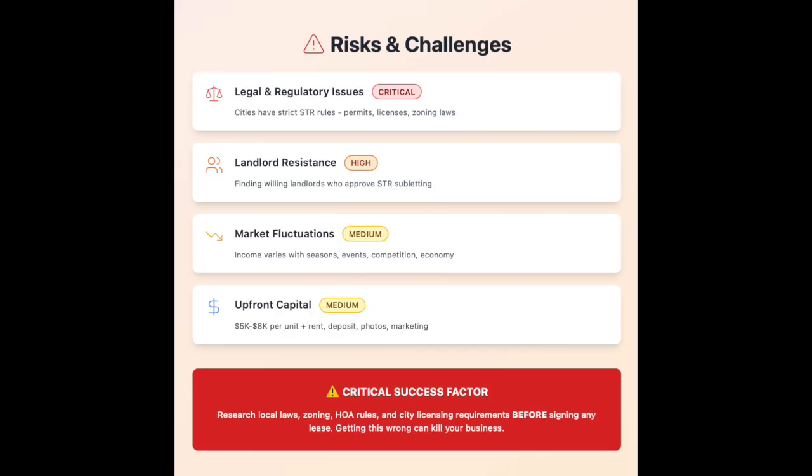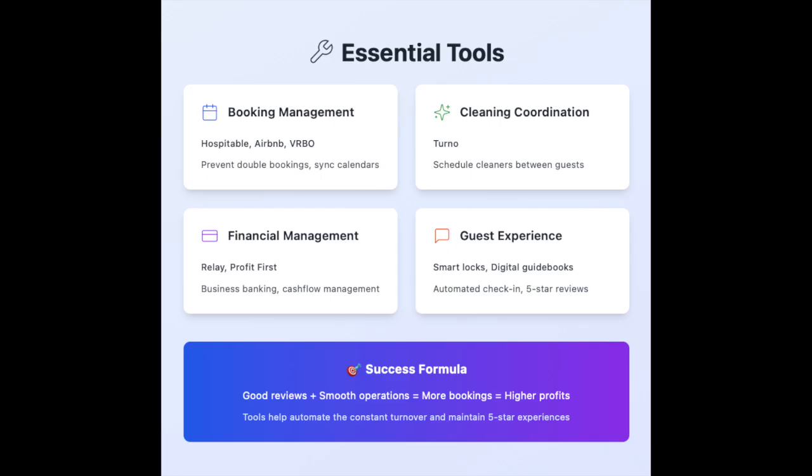Okay. The source also mentions some essential tools to help manage all this complexity. Yeah, they kind of group them. For managing bookings and calendars, which is vital so you don't double book across Airbnb, Vrbo, etc., they mention those platforms themselves, plus tools like Hospitable. And for cleaning coordination, getting cleaners in quickly between guests, they suggest tools like Turno. Right. And for the money side, banking and budgeting tools. They name drop RelayFi for business banking and using a system like Profit First to manage the cash flow.